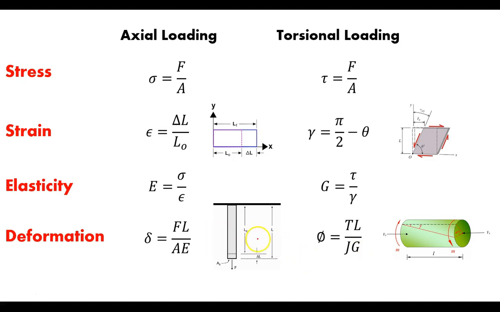Even the equations are very similar. In axial loading you've got a force, and in torsional loading you've got a torque. They both involve the length. There's an area component, the polar moment of inertia in torsion, and then of course the elasticity, or how ductile the material is, is taken into account. So shear modulus versus Young's modulus.